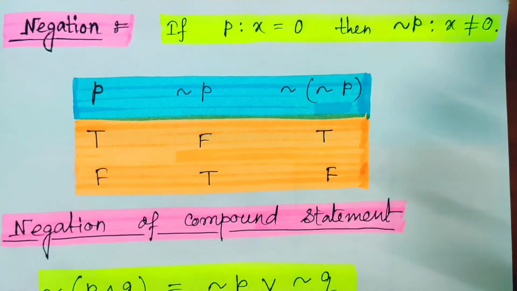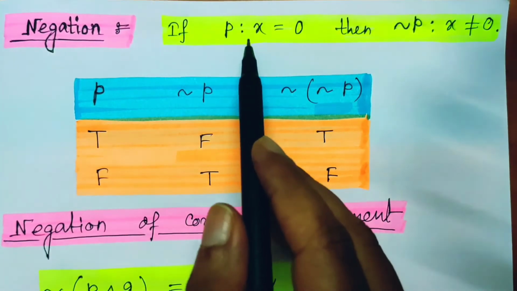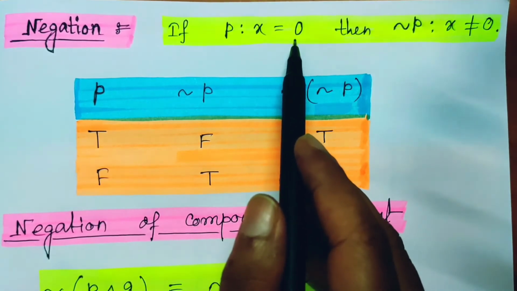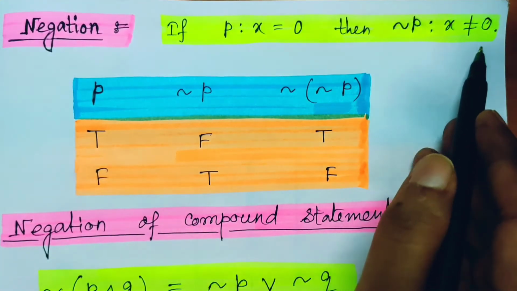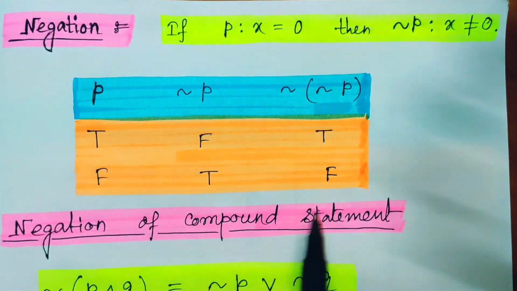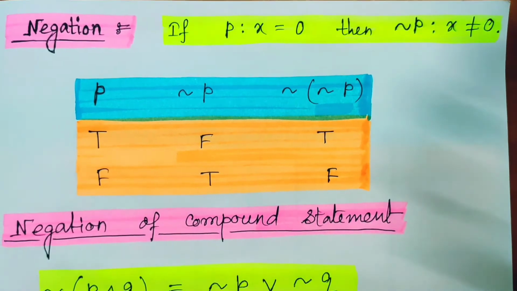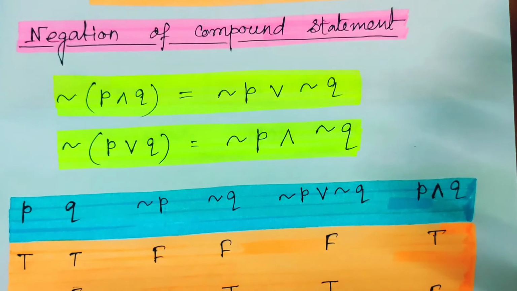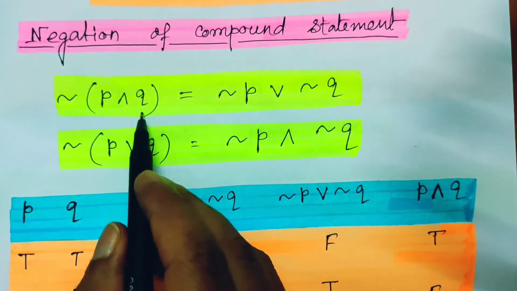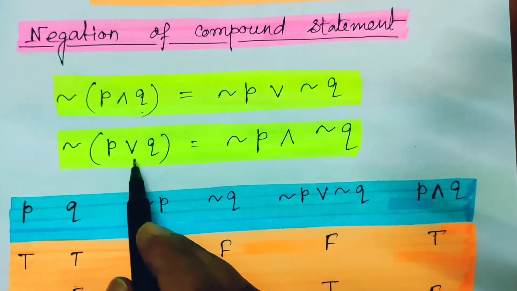Now let us consider negation with some examples. Suppose P is a proposition which is given that x is equal to 0. Then negation of P means what? That is not P, that is x not equal to 0. So this one, its truth table, we already know. So here I am giving you the negation of some compound statements. We know P conjunction Q and P disjunction Q.